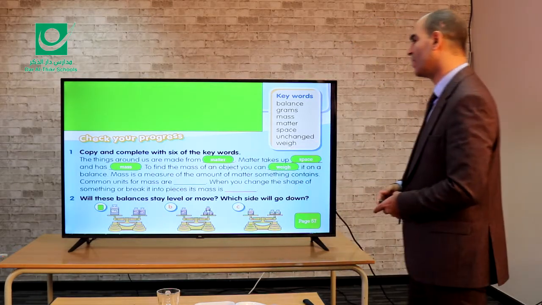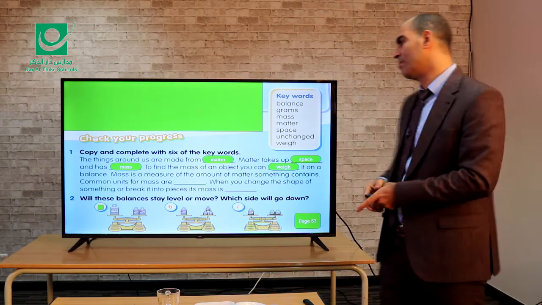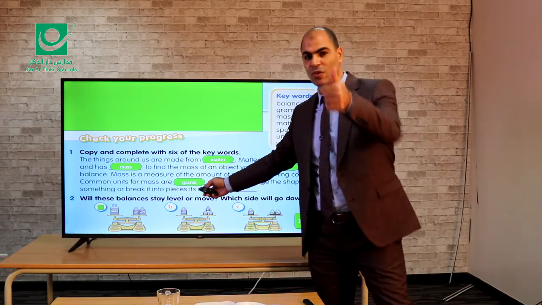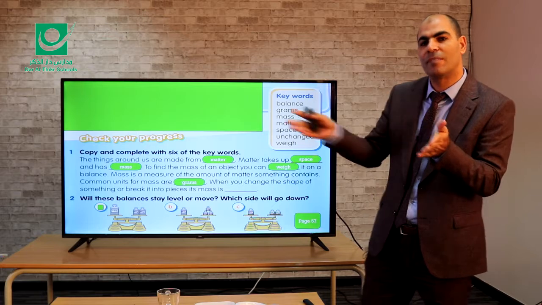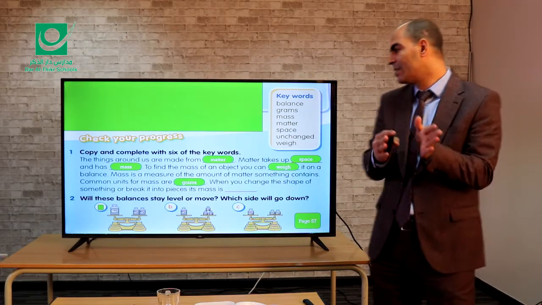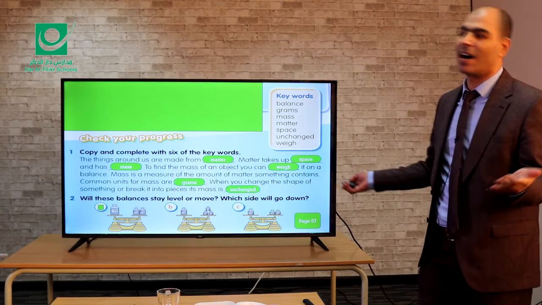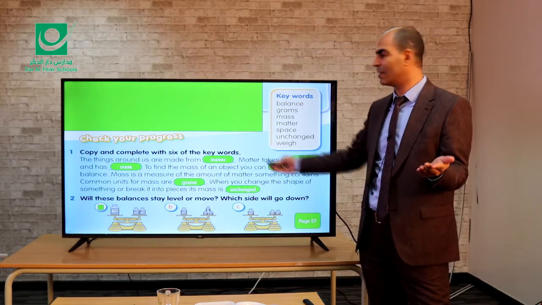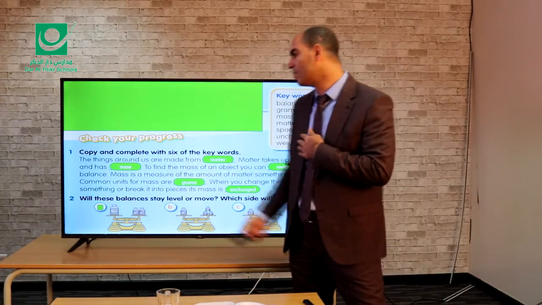Mass is a measure of the amount of matter something contains. Common units for mass are what? Grams. That's right. Grams are units for mass. When you change the shape of something or break it into pieces, its mass is what? Unchanged. So in this way we answered the activity of completion. Okay, let's move to number 2.